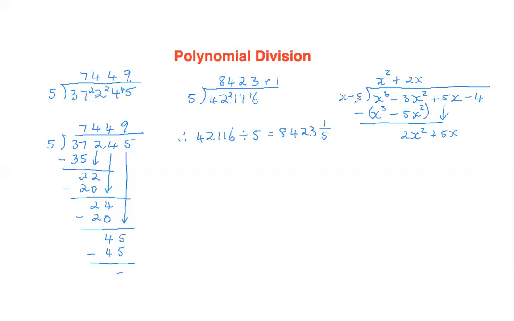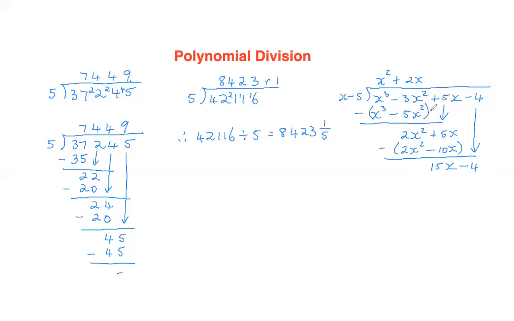Now we multiply down again. 2x times x gives me 2x squared. 2x times negative 5 is minus 10x. And then we subtract that off to see what our remainder is. So once again, the 2x squared minus the 2x squared cancels, which is what you want every time, that first bit to cancel. 5x minus minus turns to plus. So that's 15x. And then once again, we bring down that minus 4 to join with that. And we repeat the process.